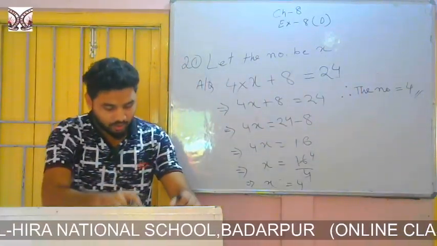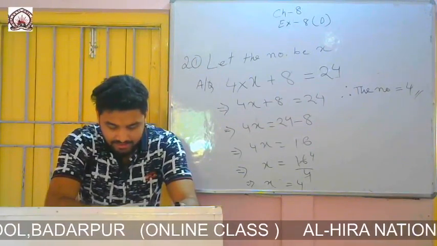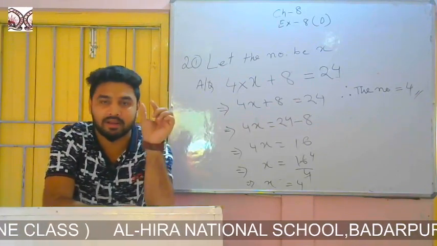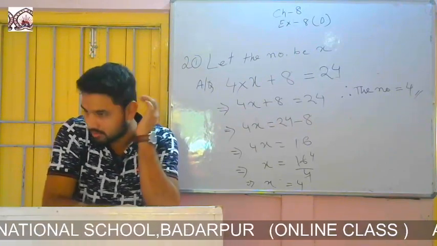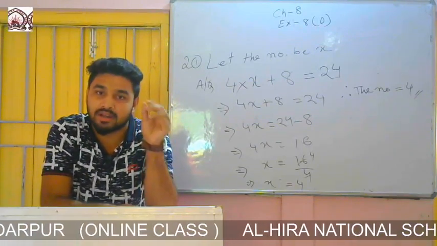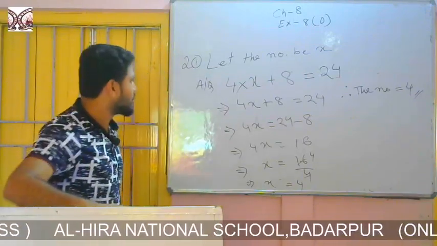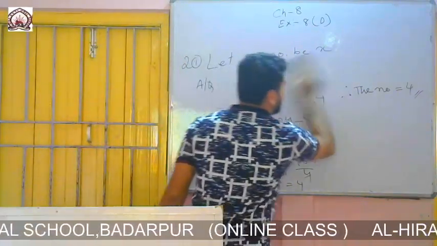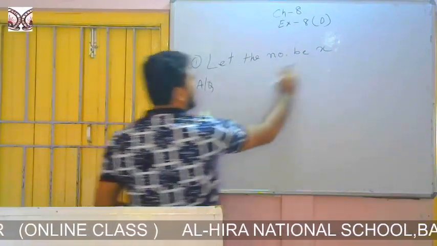Now come to question number 2. 35 less than 6 times a number equals 1. That means we have to subtract 35 from 6 times of the number, which gives us 1. You don't know the number, so first we let it be x. So write: let the number be x.